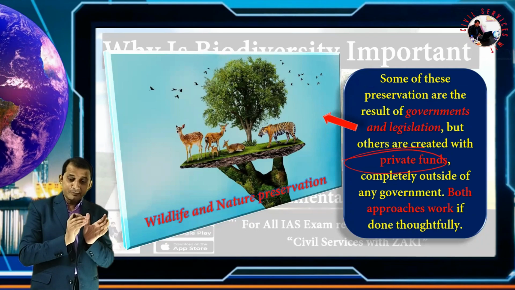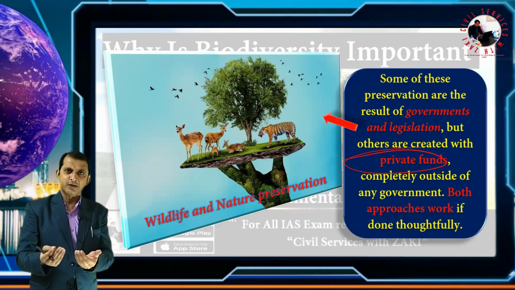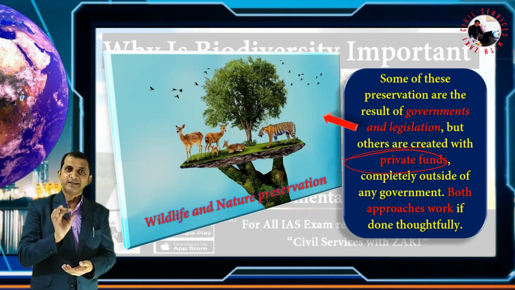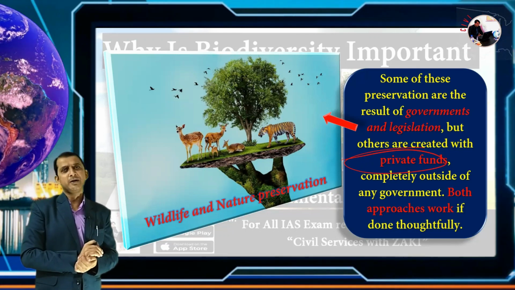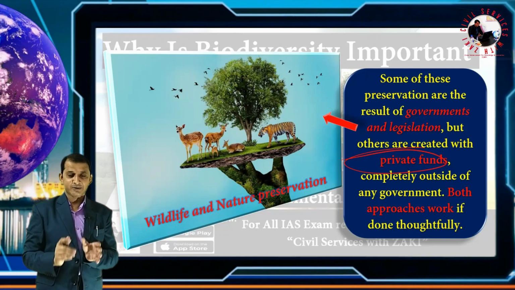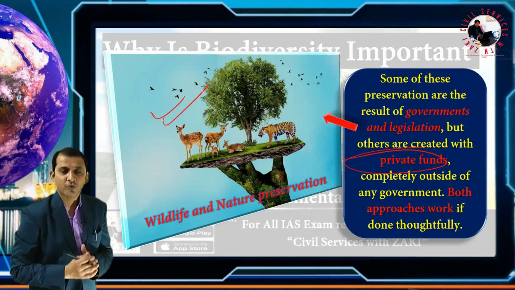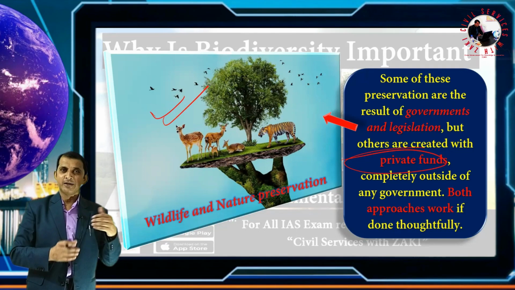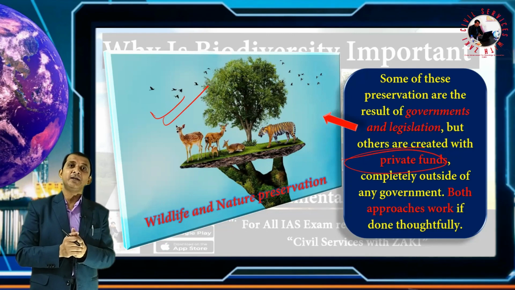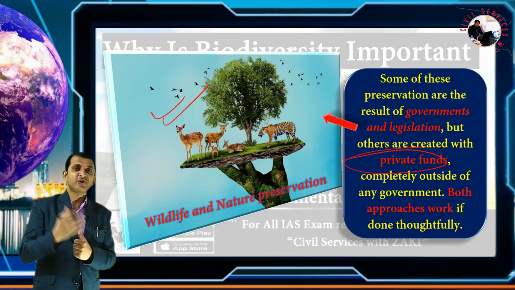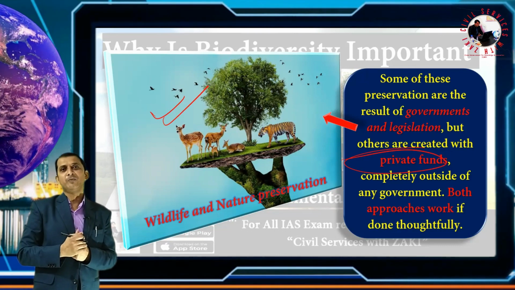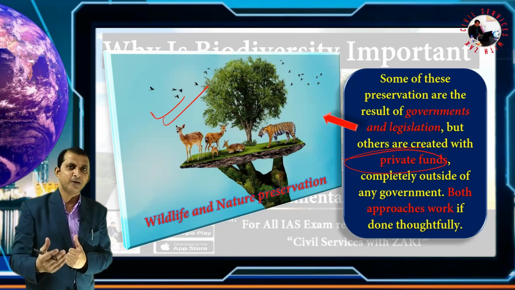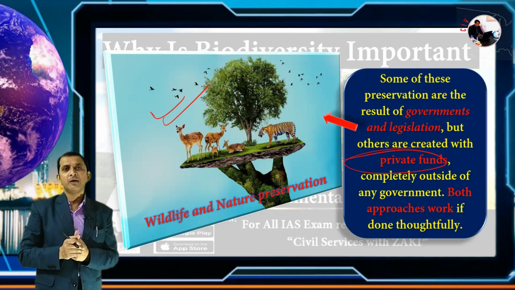These are completely outside of the government, such trusts and funds, but both approaches work if done thoughtfully. If we do these things thoughtfully, we will definitely protect our biodiversity. Biodiversity protection is significant for the existence of humans. If you destroy biodiversity, then you destroy the forest, you destroy lots of species, and finally you can face extreme events, climate change and other natural phenomena, basically dangerous for humans, and mostly affecting poor people or poor countries across the globe.